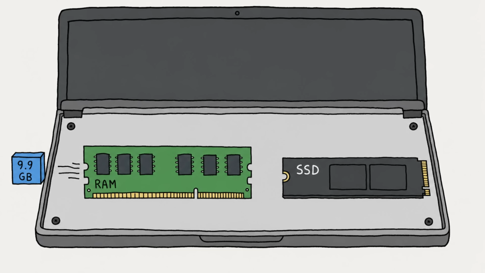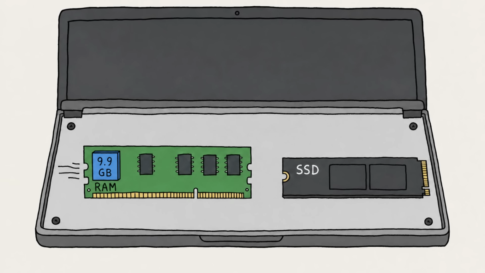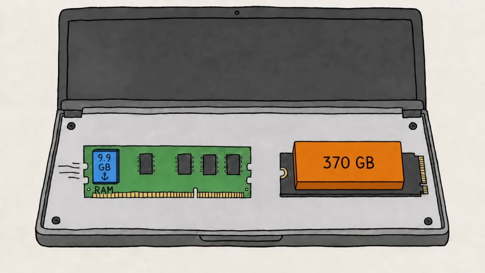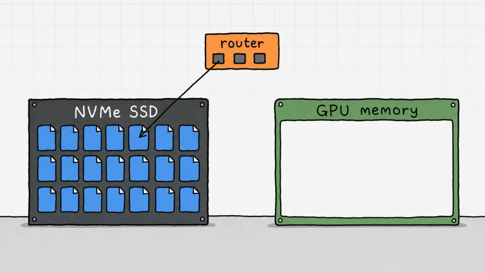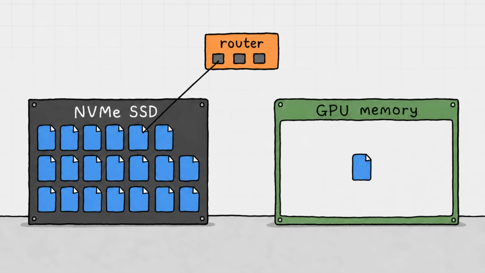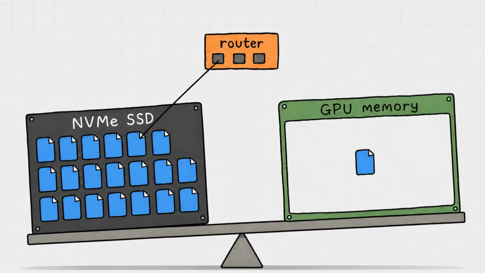Colibri loads that 9.9 gigabyte core directly into your laptop's RAM and just leaves it there. But what about the rest of the routed experts? Instead of loading them into memory, Colibri leaves all 370 gigabytes of them sitting on your NVMe solid-state drive. When the model's router predicts it needs a specific expert for the next token, Colibri streams that exact file from the SSD into memory on demand. It is a stunning piece of raw systems engineering. You are quite literally swapping the physical limitations of GPU memory for the read speeds of your storage drive.